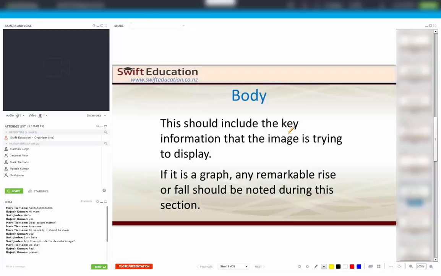So body, this should include the key information that the image is trying to display. If it is a graph, any remarkable rise or fall should be noted during this section. You need to concentrate on the kind of vocabulary you're using as well. So for vocabulary, you use the correct words, and it explains what your knowledge is, how your oral fluency is, and what your vocabulary is all about. So if you see a remarkable rise, you just say increase, decrease, remarkable rise and fall, and all that information.